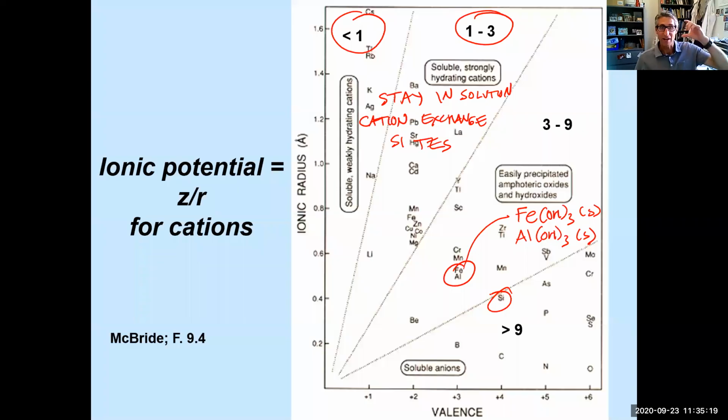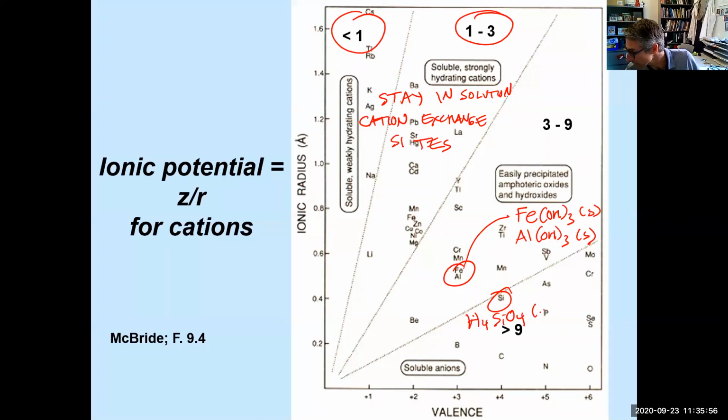Silicon is even higher, more highly charged than iron and aluminum. It actually is smaller, right? If you look on your periodic table, you'll see that it's smaller than the iron and aluminum. And because it's highly charged and very small, it forms super strong bonds with hydroxides and oxides, or oxygens, in the soil environment. And so instead of forming a solid, it forms an anion, right? So we know that one of the things silicon is going to form is silicic acid.